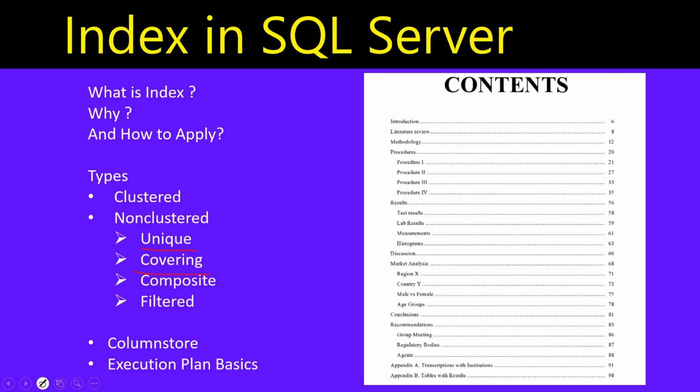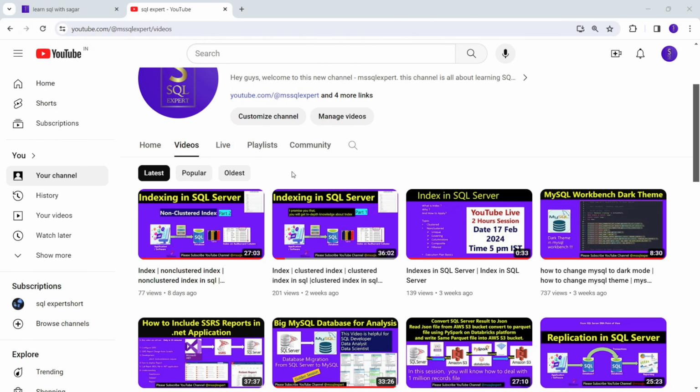In this session, we are going to see unique index in SQL Server. This is a subtype of the non-clustered index. Let's start. Before going into the detail, you must know what is an index, what is a non-clustered index, and what is a clustered index. You will get all the details about the index in a separate session. In this current session, we are going to focus only on the unique index.